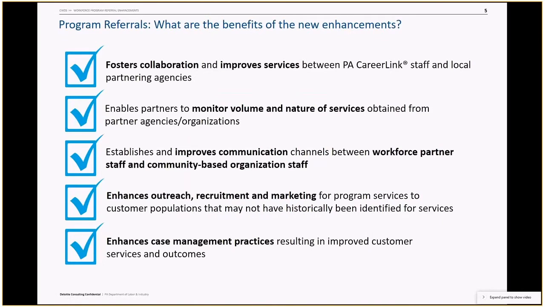So the benefits of the new enhancement, just like the IEP, it helps to foster collaboration and improve service between CareerLink staff, and with this one, local partnering agencies as well. It allows you to monitor the volume and nature of the services that you're sending and receiving from partner agencies. It'll help you establish and improve communication channels between internal partners and external agencies. It'll help to enhance your outreach and recruitment for program services that may not have historically been identified for services.